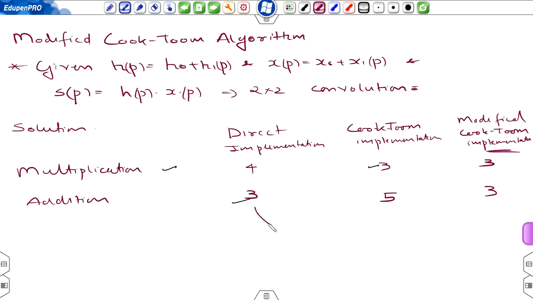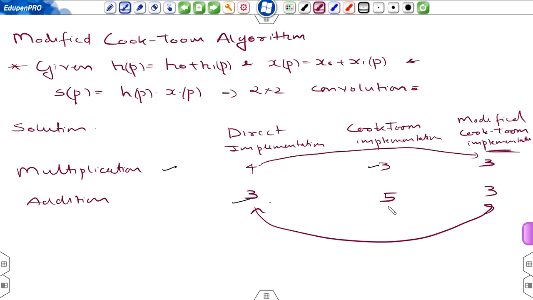Okay, so you can see that addition operation is the same, multiplication operation is reduced by 1, and when we compare it to the Cook Toom implementation, the number of addition operations is reduced to 2.